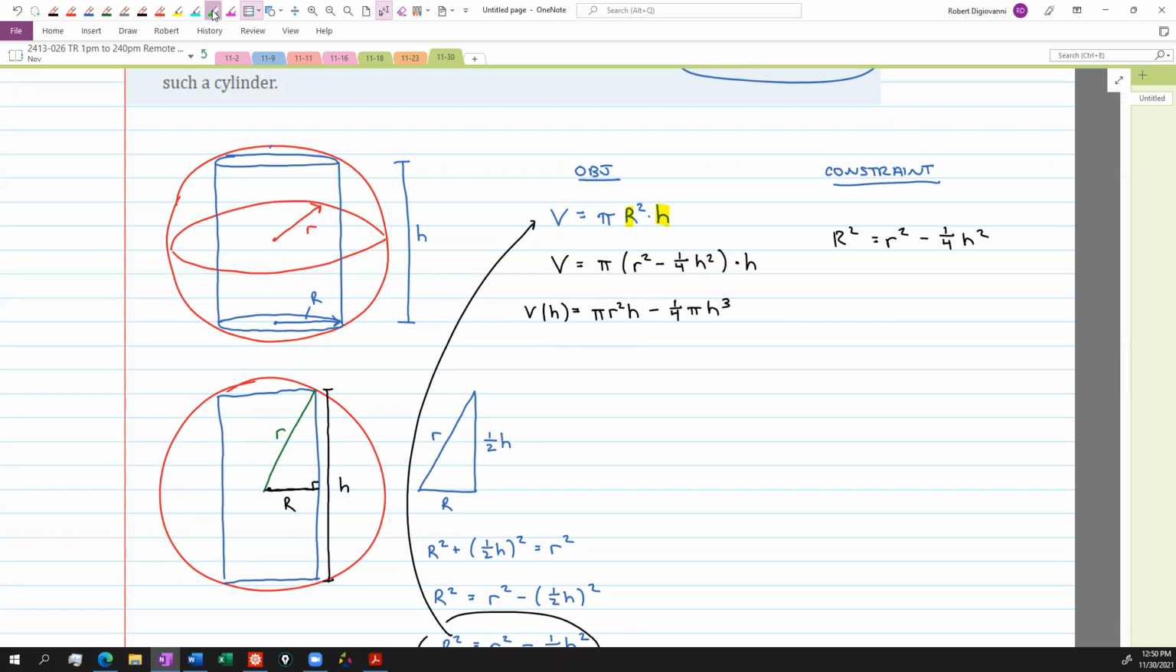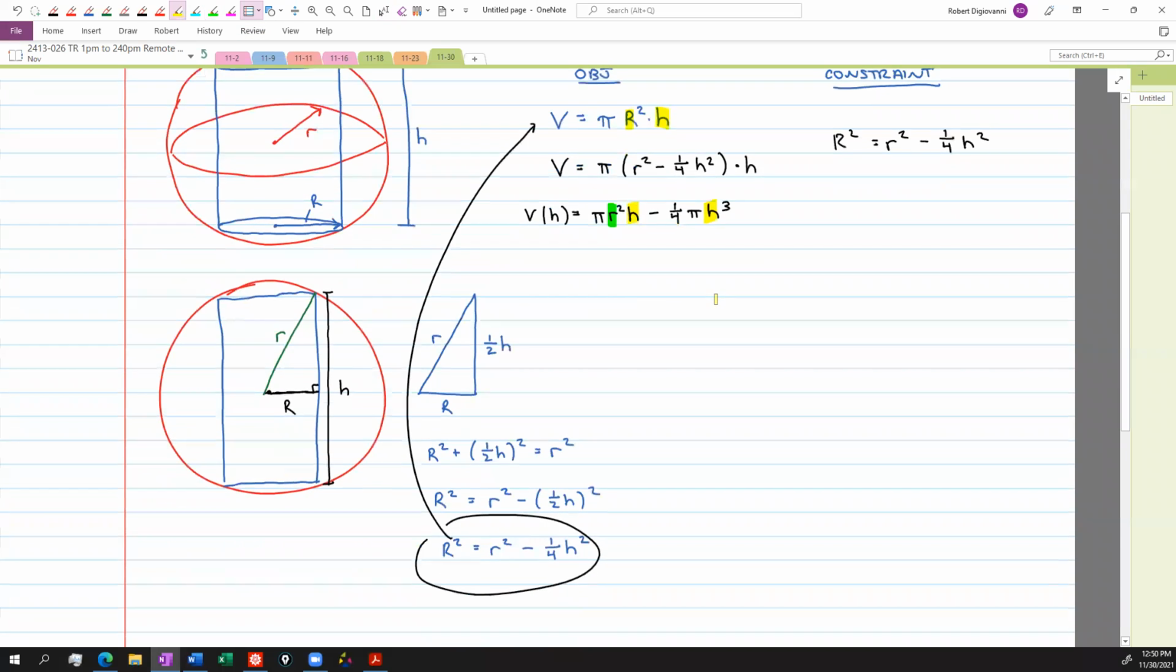Now, don't let this r throw you off. That is a constant. Just imagine that's a number that's been given to you. So this truly is a function of one variable. The only variable in here now is h, which means I can differentiate and do all the things that I want to do.